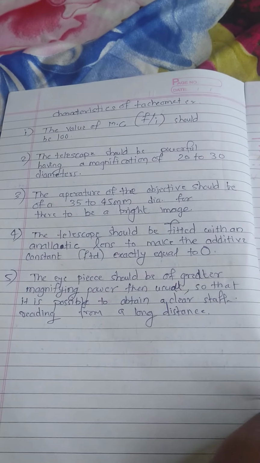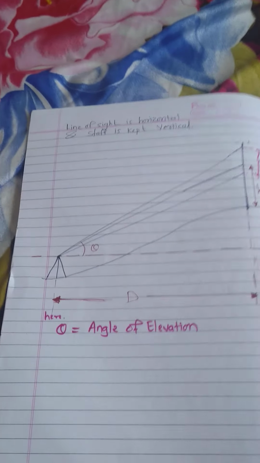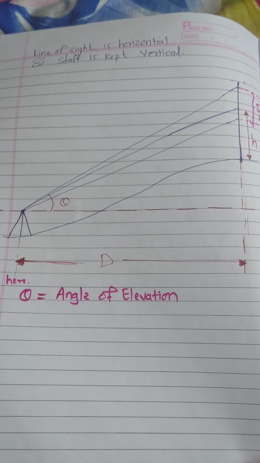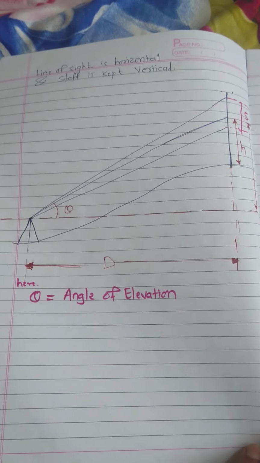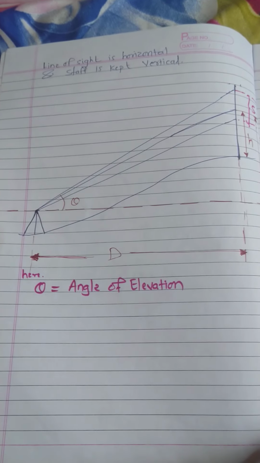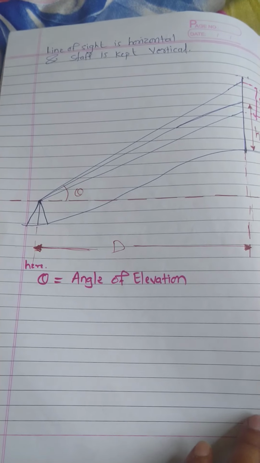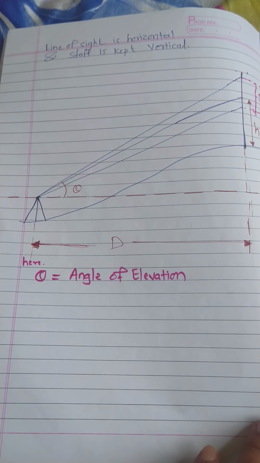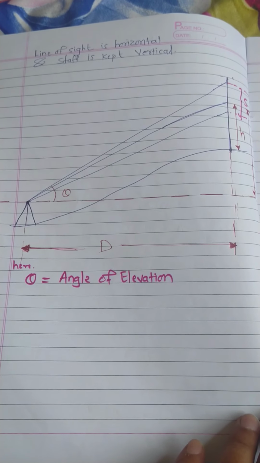Now the next part is to draw the sketch from the given data. In the problems, there are two types, which are there in the diploma syllabus of MSBTE, where the line of sight is horizontal and where the line of sight is inclined. The staff is held vertical in both conditions. Now in this picture it is shown that the line of sight is inclined.